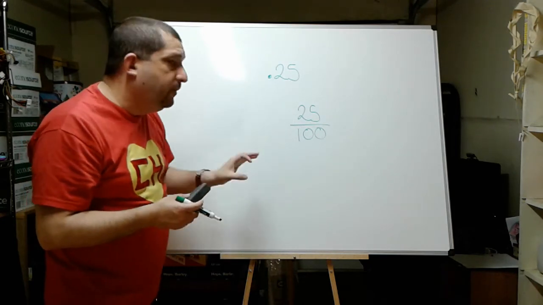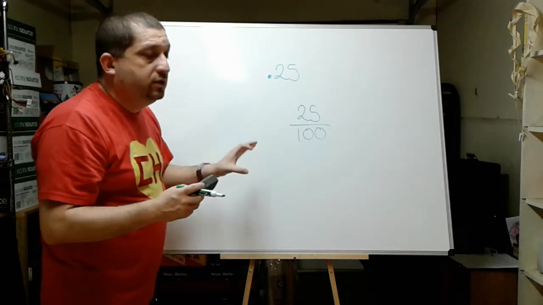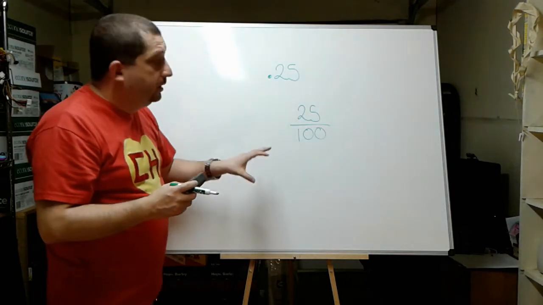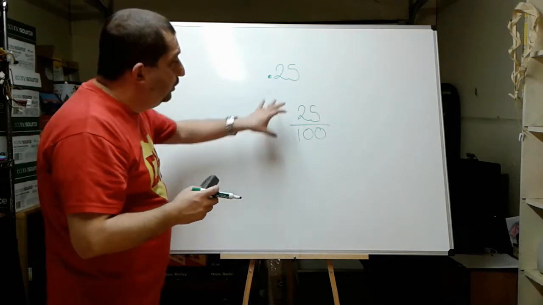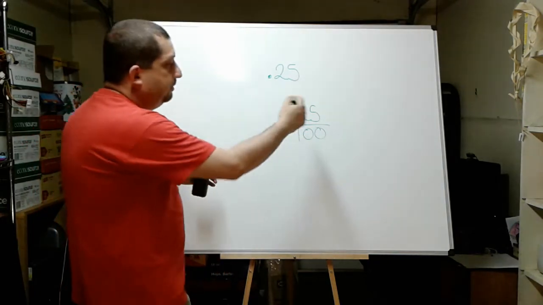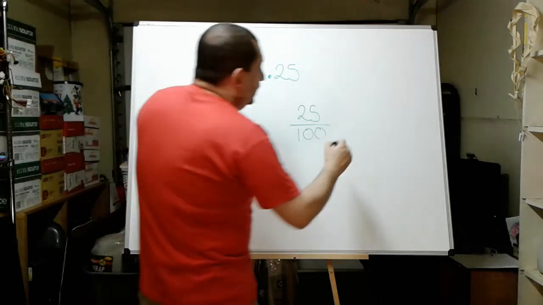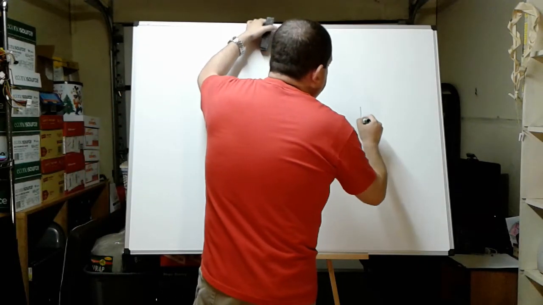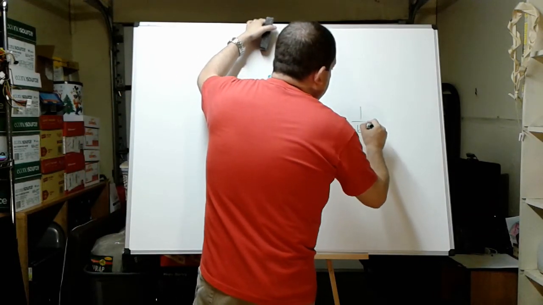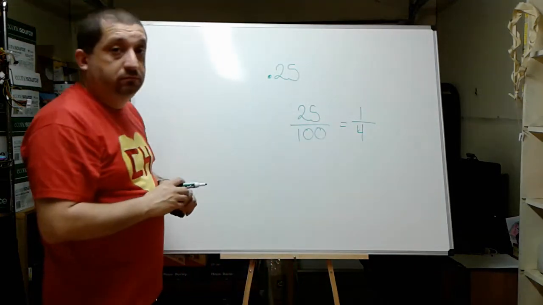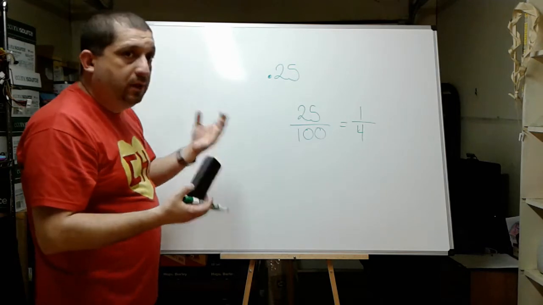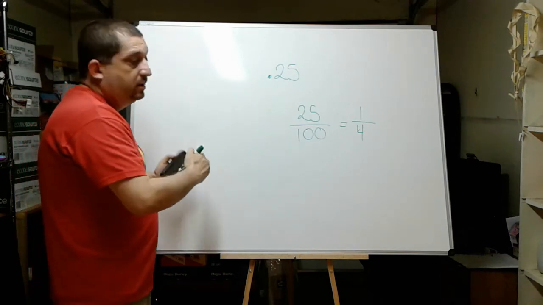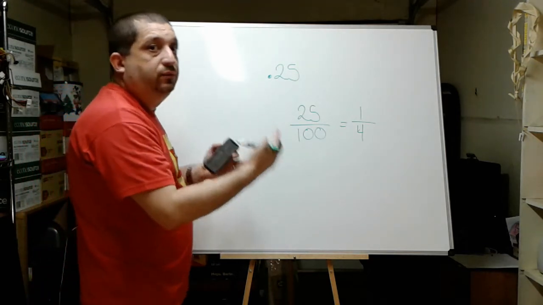Last but not least, remember, your GED exam is going to want you to reduce this number as much as you can. Okay? So if I reduce this number, and I can reduce it by 25, this will be equal to 1/4. And that's it. And this is how we turn numbers from percentage to decimals to fractions.